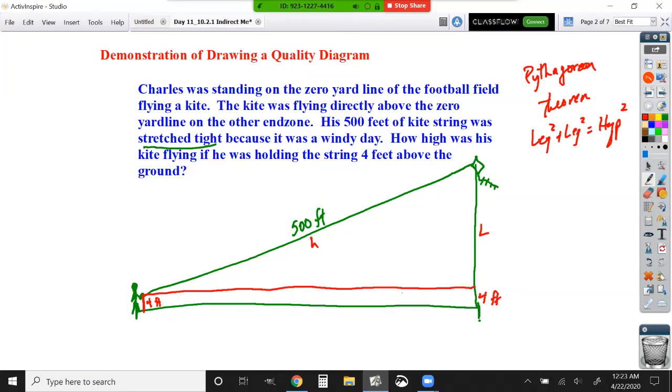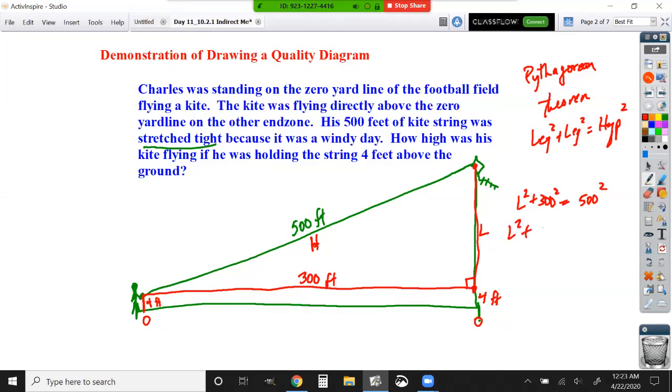And then this distance here is the distance between the 0-yard line and the 0-yard line on a football field. Well, a football field is 100 yards long. So in feet, that would be a 300-foot length. So this leg is 300 feet. This leg is L. And this hypotenuse, I'll make it a capital H, that hypotenuse is the 500. So if I would like to find the length of this segment from here to here, I could say L squared plus 300 squared equals 500 squared.